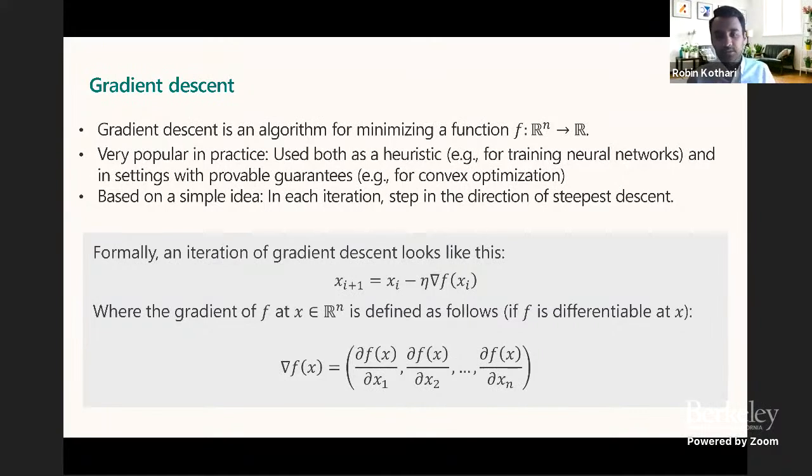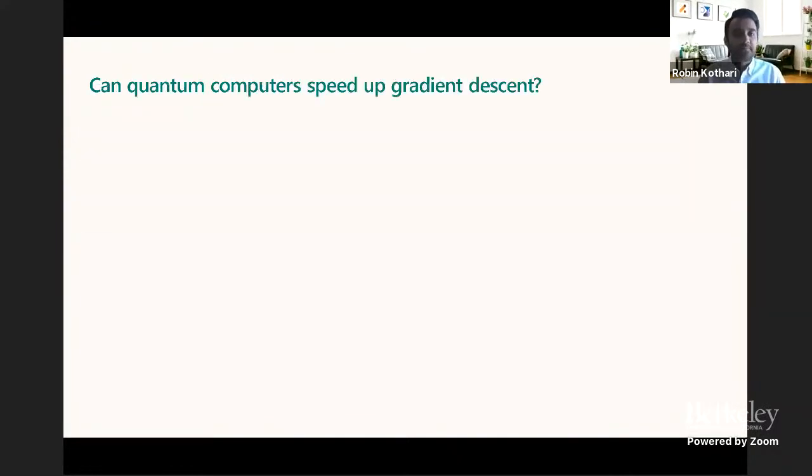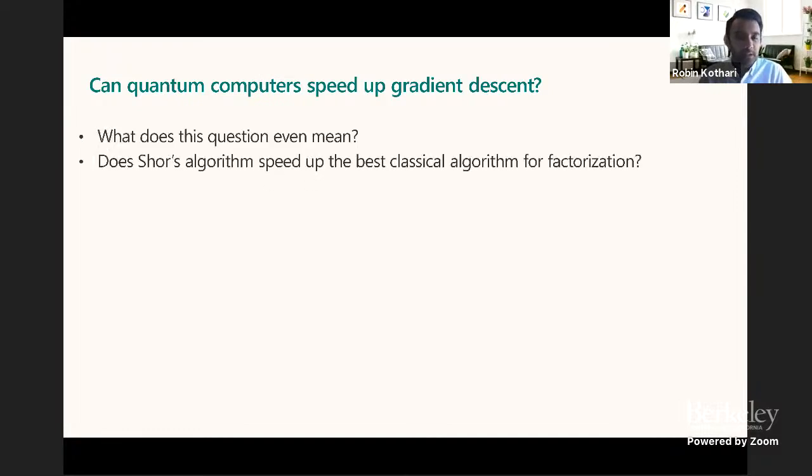Okay, so that's what gradient descent does, the basic gradient descent algorithm. Very intuitive, very popular, cool. Then we ask the question: can quantum computers speed up this algorithm? This algorithm is very popular, so it would be great if we can speed it up. And immediately, if you think about this for a little while, you're met with the question: what does this really mean? What does it mean for a quantum computer to speed up an algorithm?